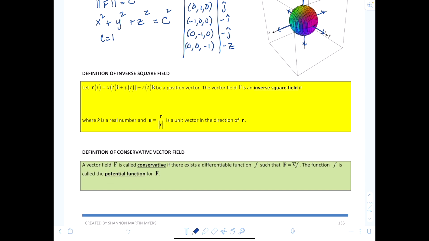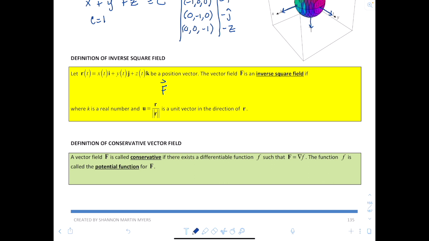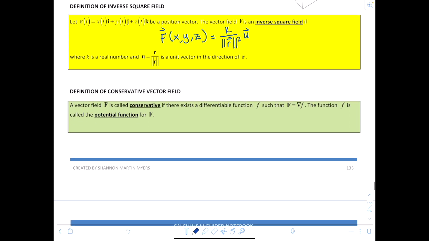All right, so the definition of an inverse square field. It turns out that if we let r of t, that's another vector valued function, equal x of t times i plus y of t times j plus z of t times k be a position vector, the vector field F is an inverse square field if F at x, y, and z is equal to some constant k over the magnitude of r squared times a vector u, where k is a real number and u is equal to r divided by the magnitude of r as a unit vector in the direction of r. Groovy?